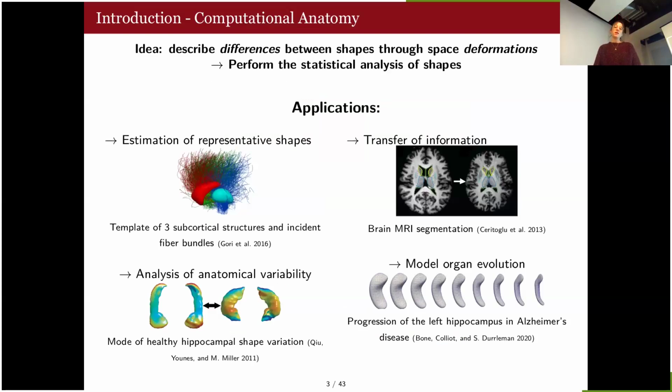So to give you a brief idea of the main applications in computational anatomy, we can use cross-sectional models to estimate representative shapes in a population. We can also perform analysis of the anatomical variability of a population by applying statistical tools such as PCA on the template to subject transformations. We can also use registration tools to perform some kind of transfer of information. For example, to segment a brain using an already segmented template brain. And finally, we can use temporal models to model organ evolution with time.